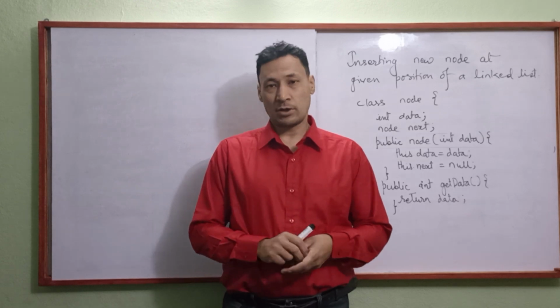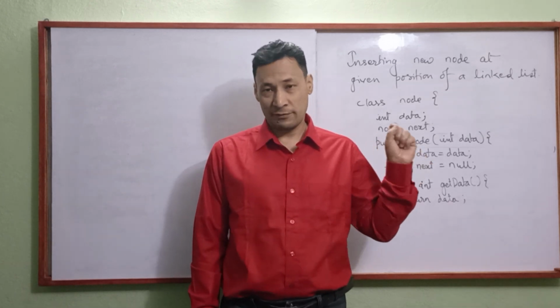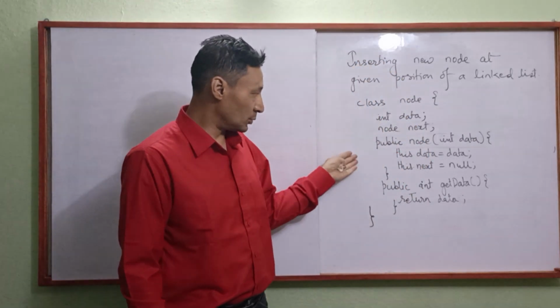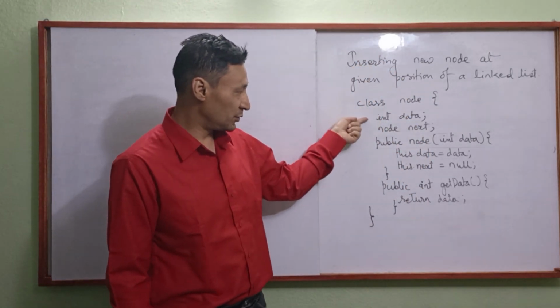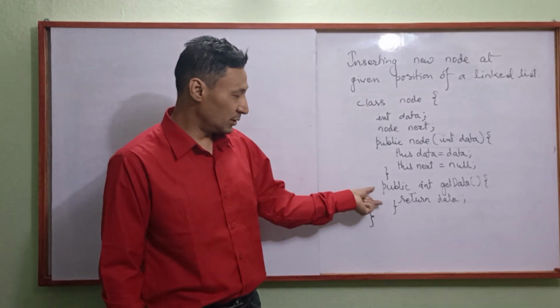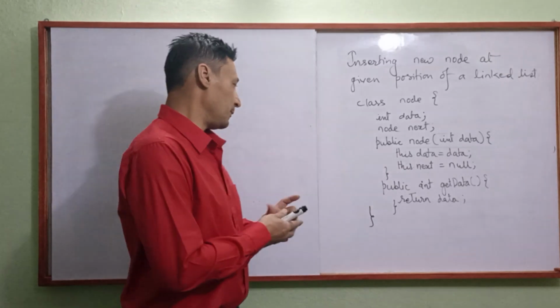In this video, I'll talk about inserting a new node at a given position of a linear linked list. This is the definition of the node. The node contains one information field and the address field. This is the constructor, and this is the method which will return the value of the data stored within the node.